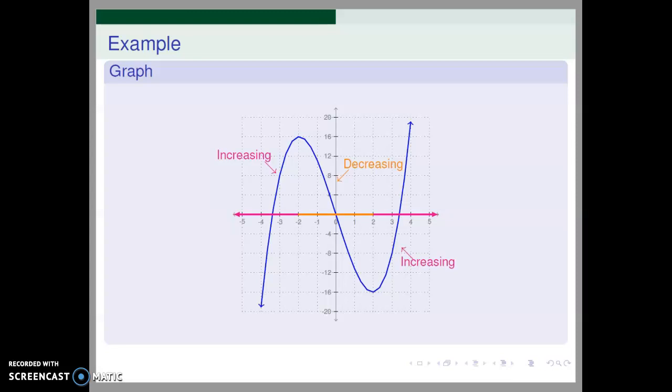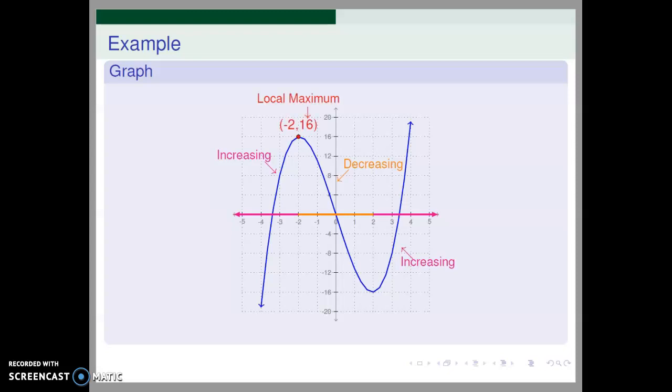When discussing intervals of increase or decrease, what we actually specify is the domain intervals over which the function increases or decreases. In this example, the function increases on the open interval from -infinity to -2, union the open interval from 2 to infinity. And the function decreases on the open interval from -2 to 2. Note that intervals of increase and decrease are always open intervals in the domain of the function.